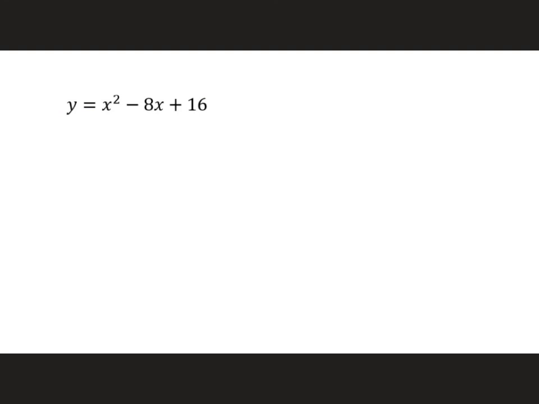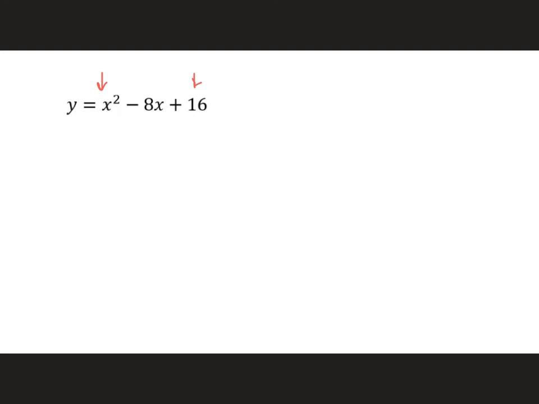Okay, let's try one more and see if it's a perfect square trinomial. So we're going to look at the first term and see, is it a perfect square? Is x squared represented by something times itself? Yes, it's represented by x times x. And then is 16 a perfect square? Yes, it can be represented by 4 times 4.